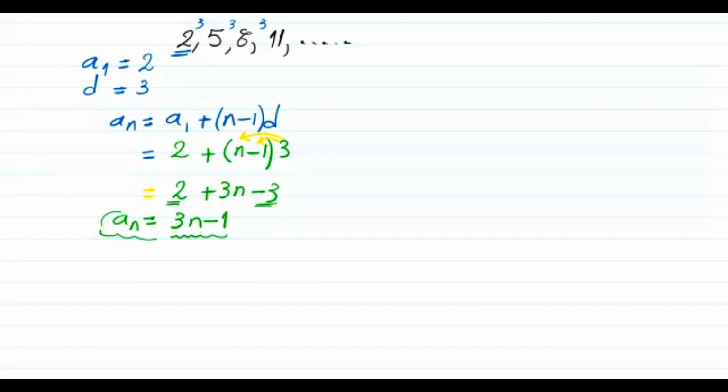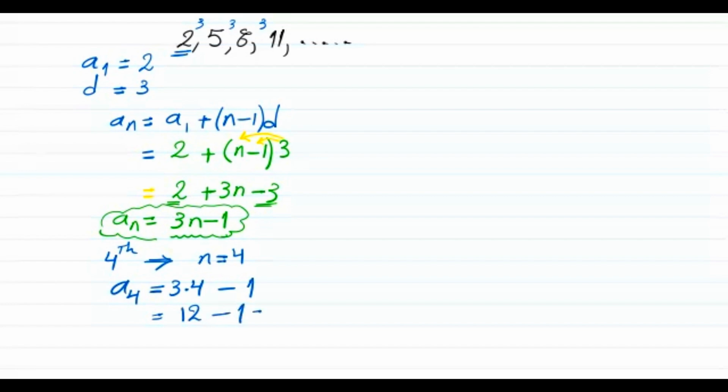I want to check my answer. What about the fourth term? I want to find the fourth term. Fourth term means n equals 4. So A4, the fourth term, has to be 3n minus 1, that is 3 times 4 minus 1. 3 times 4 is 12. Minus 1, it's going to be 11. Yes, this is the correct answer. The fourth term is 11.